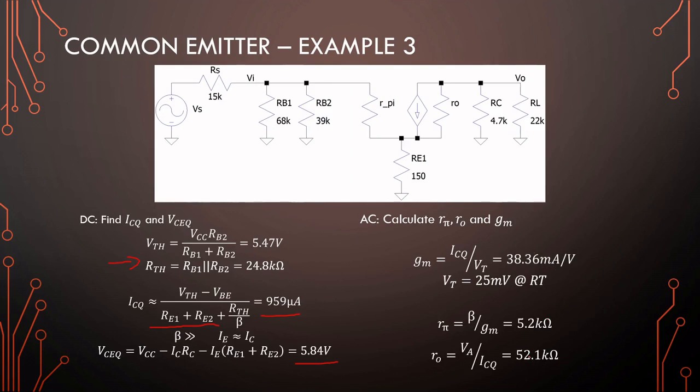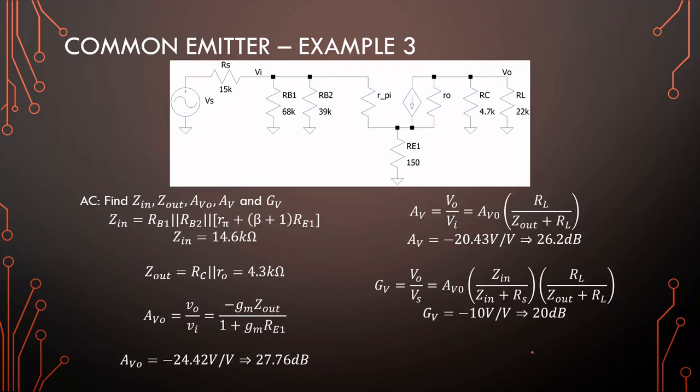These are very close to what we found in example 1. And the difference comes in when calculating the input impedance and then the gain over here. Our output impedance will remain the same. So if we look into our amplifier here, we see RB1 going to ground, RB2 going to ground, but here r pi and RE1 is in series with one another and then in parallel with these two resistors.